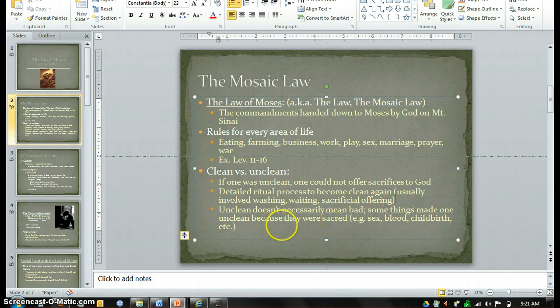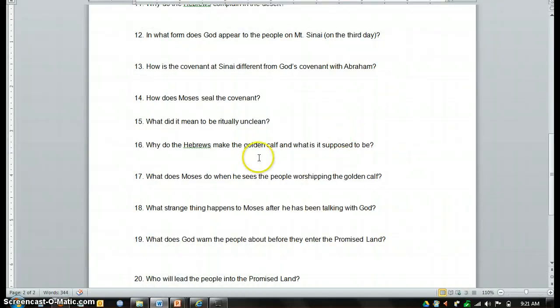In fact, sometimes good things like sex and childbirth and stuff like that were considered sacred and made you unclean. But it doesn't mean unclean like we think nowadays, clean versus unclean in a spiritual sense, where we think sinful, but that's not really what they meant.